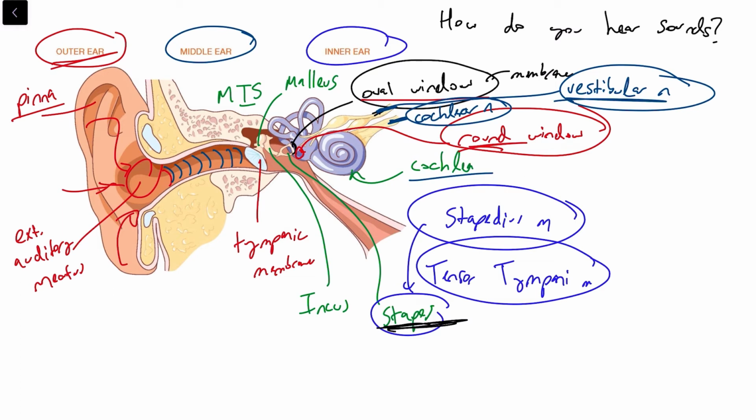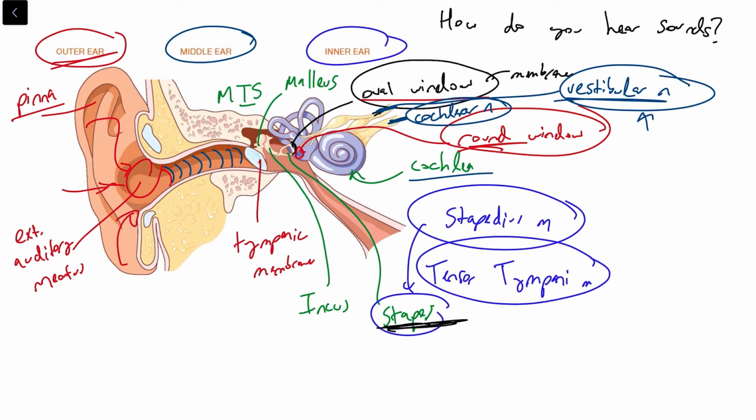And the vestibule is responsible for helping you determine where you are in three-dimensional space. So if you're rotating your head, if you're looking up or looking down, if you are tilting your head sideways, the vestibular nerve is that thing that's sending these signals to your brain to tell you where your head is.